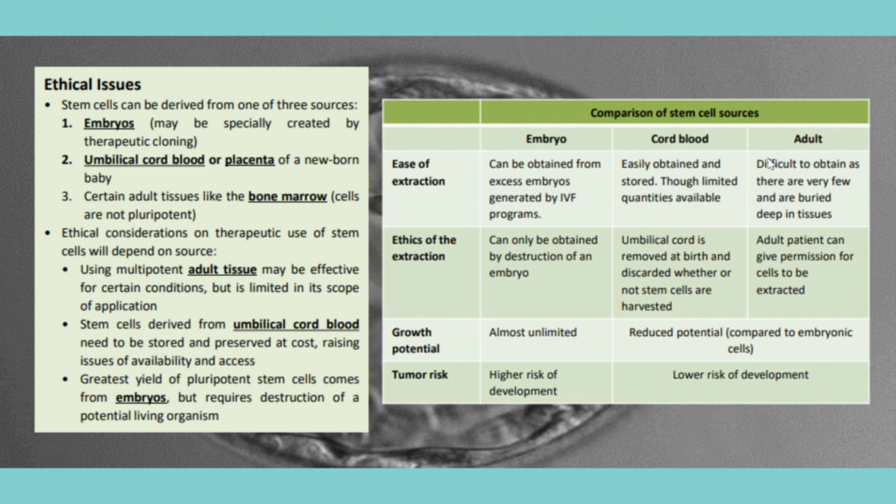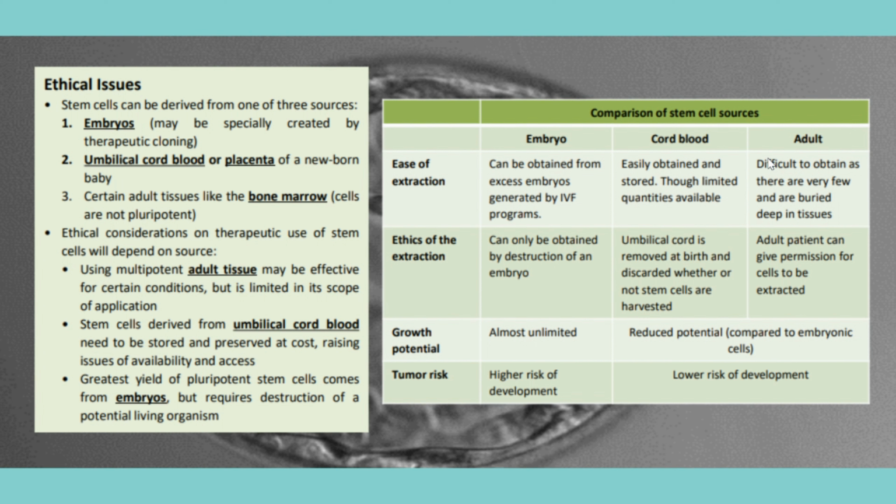Because this is a therapy, there will be ethical issues that do arise from this problem. A lot of the stem cells are actually derived from one of these three sources, which are either embryos, umbilical cord blood, or placenta, and certain adult tissues like bone marrow. So your comparison of stem cell sources can be done through these four factors, which are ease of extraction, ethics of extraction, growth potential, and tumor risk.